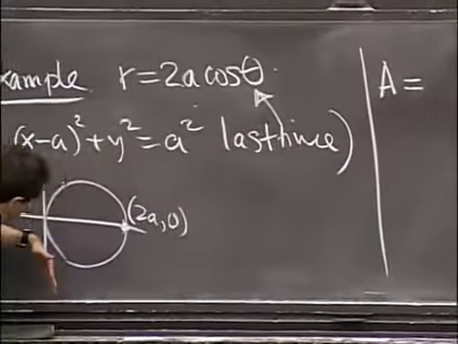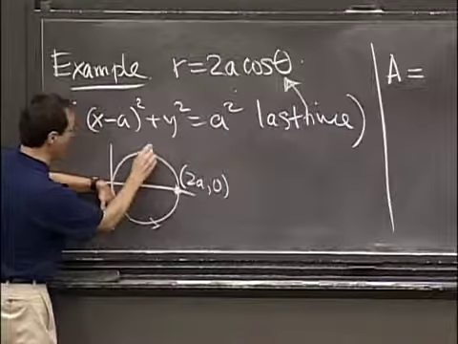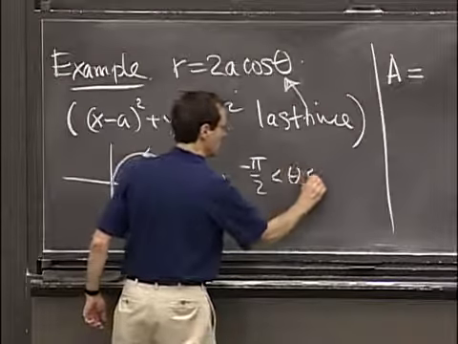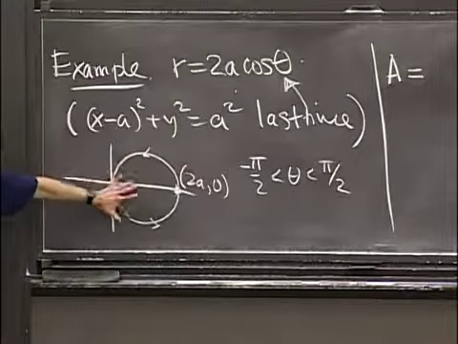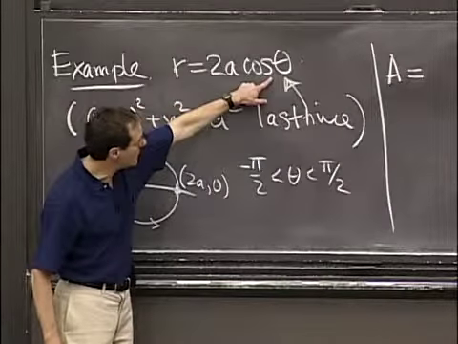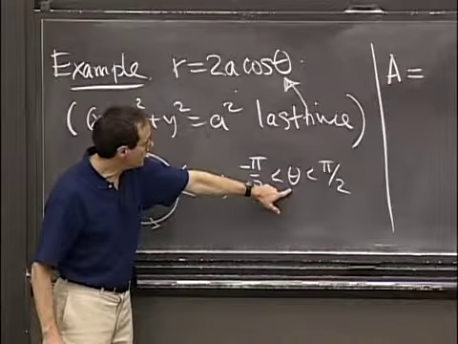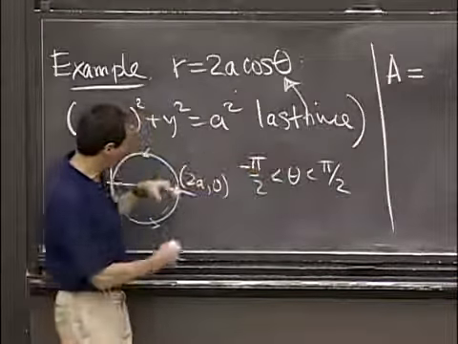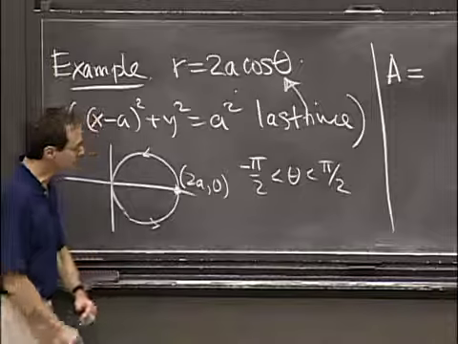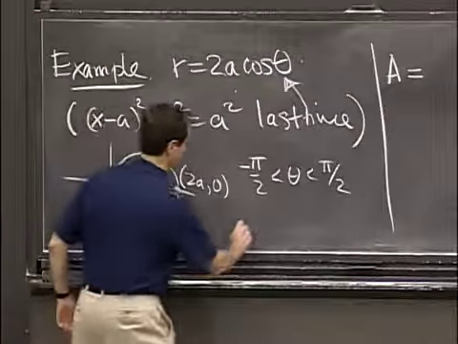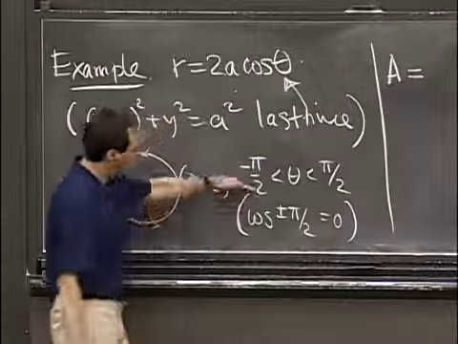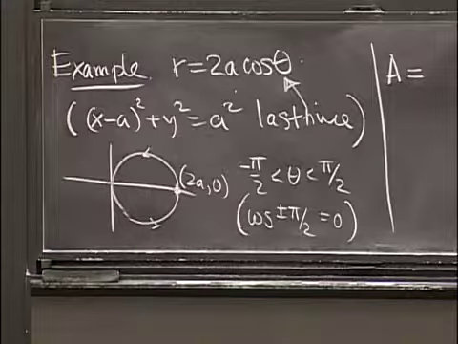Well, first of all, when we sweep out the area, we have to realize that we only go from minus pi over 2 to pi over 2. So that's something we can get from the picture. You can also get it directly from this formula if you realize that cosine is positive in this range, and at the ends, it's 0. So at the ends, cosine of plus or minus pi over 2 is equal to 0. That's what cinches this up like a little sack, if you like.